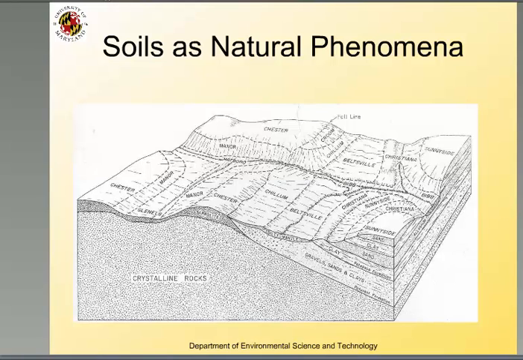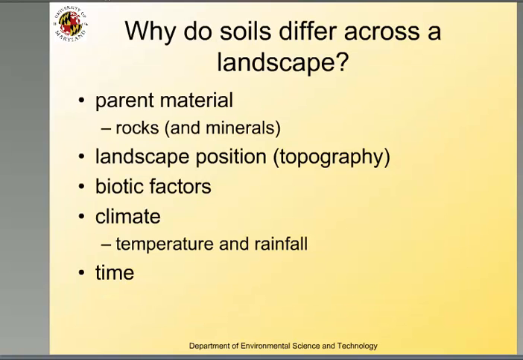Well, why do soils differ across the landscape? I don't know if you ever thought about that or not, but why do they differ? I think we can understand that it comes back to the fact that soils are a function of 5 things. We call them the 5 soil-forming factors. And soils differ across the landscape because one or more of these things differ.